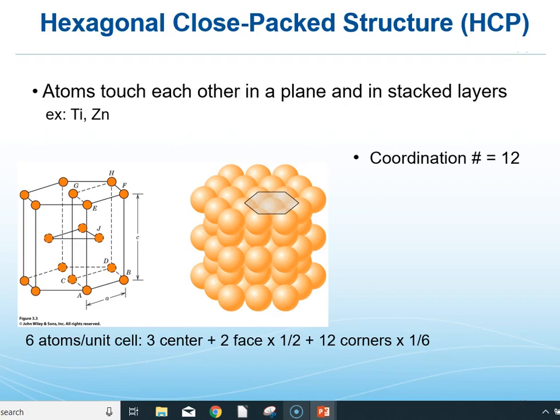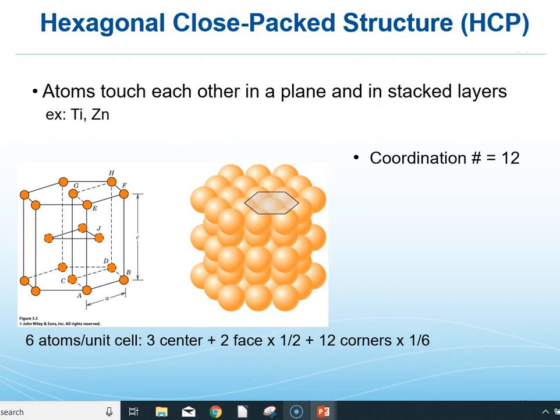crystallographic descriptor numbers called Miller indices. We won't be getting into that for the hexagonal system in this course. We'll only do it for cubic. So we'll just learn the general characteristics of hexagonal close packed without getting into real depth.